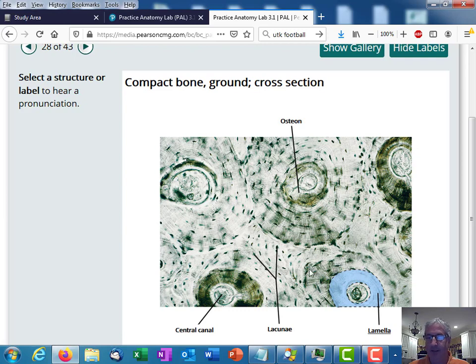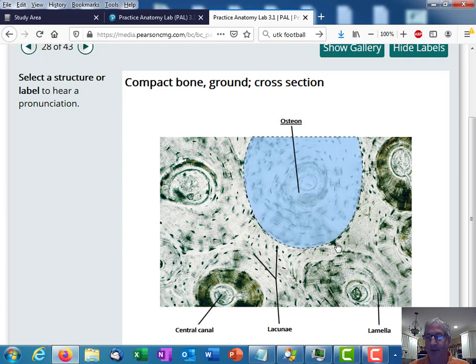So multiple rings come together, and multiple rings make up an osteon. Here's another osteon, and there's another part of an osteon there, and here's an osteon here. So there are all kinds of osteons that you can see in this.